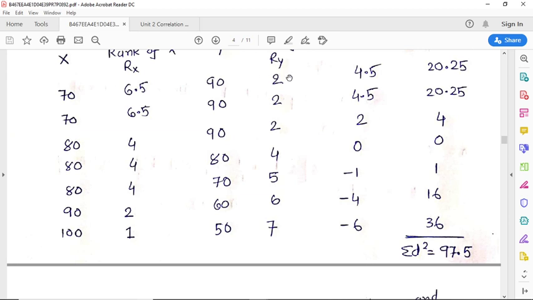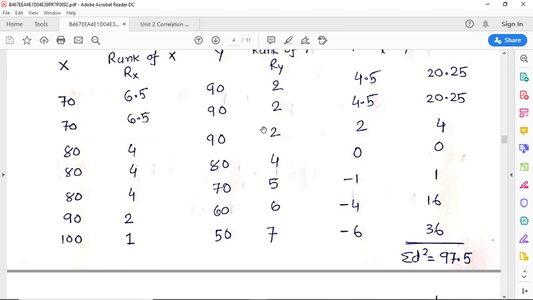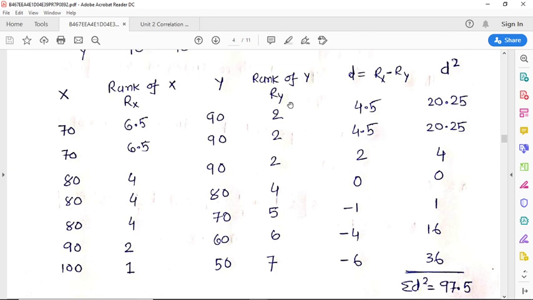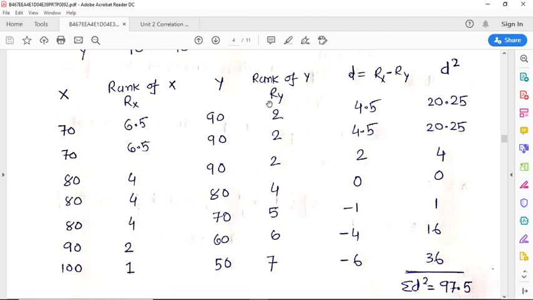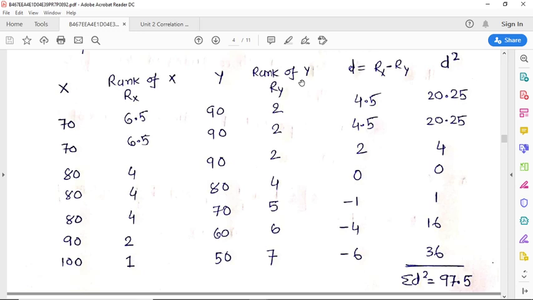2 is repeated 3 times also in the rank of y. So we'll consider M3 is equal to 3. Clear? For the rank of Y, there is a 2 which is in repetition form. So 2 is repeated 3 times. So M3 is equal to 3. M1 is equal to 2 for 6.5. M2 is equal to 3 for rank 4. And M3 is equal to 3 for rank 2 in the rank of Y.